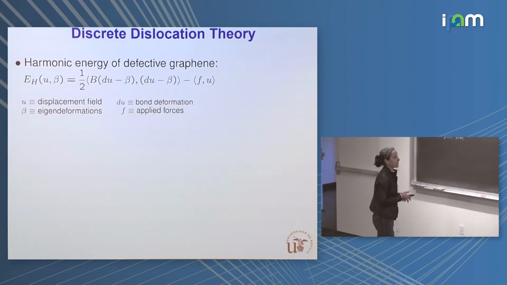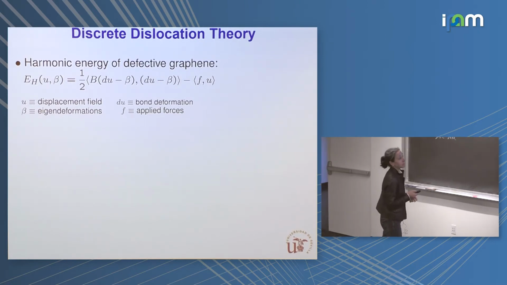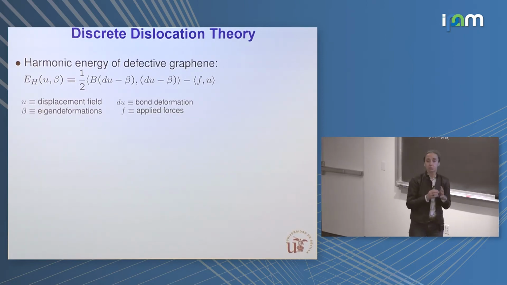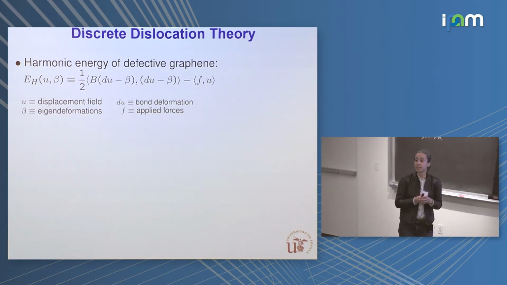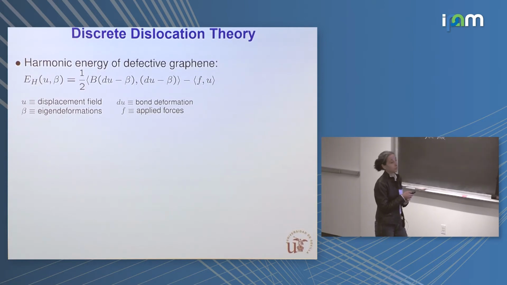Our harmonic energy looks like this. So this is the term. This B operator is where you have all the interatomic potential information. Those are bond-wise force constants that you can obtain from different interatomic potentials. And here what you have is the bond deformation minus the eigendeformation. So this is the elastic deformation.